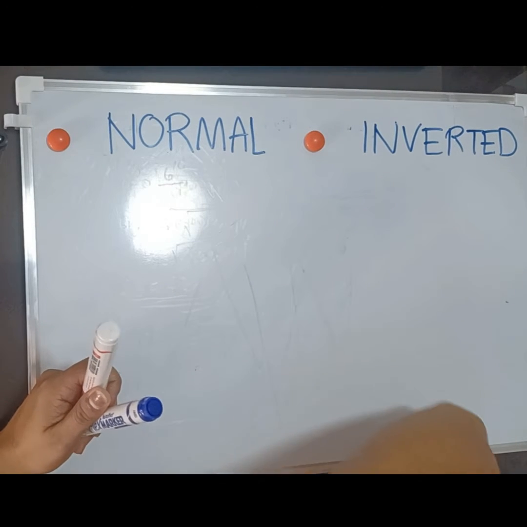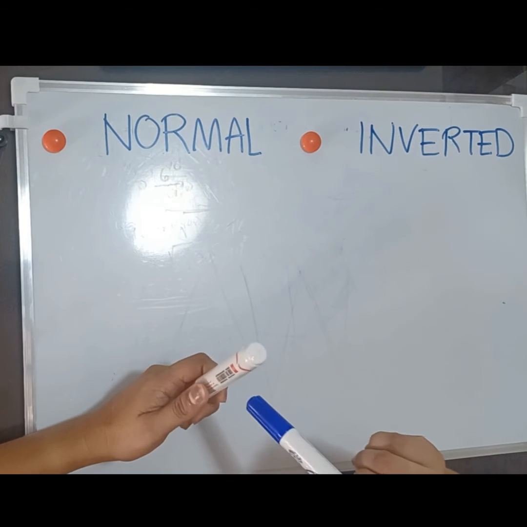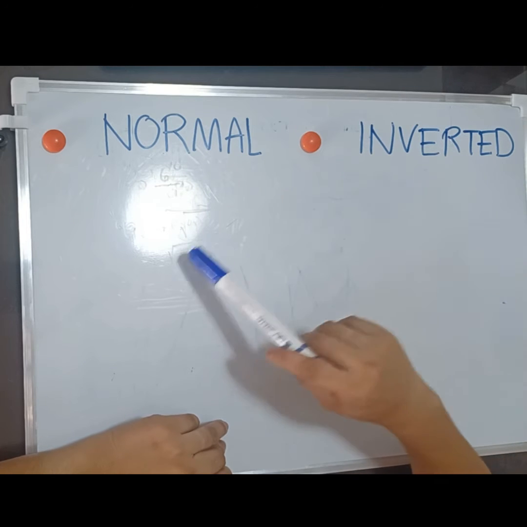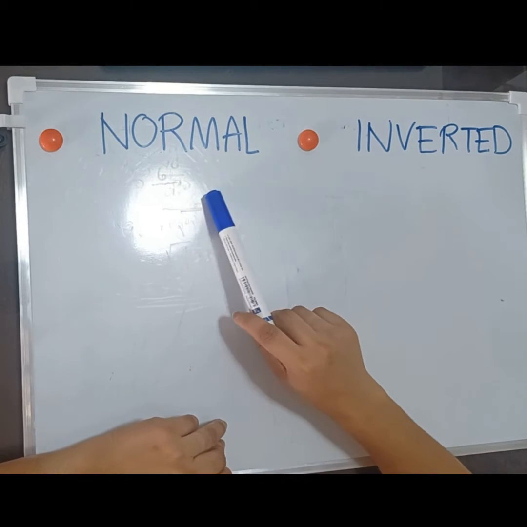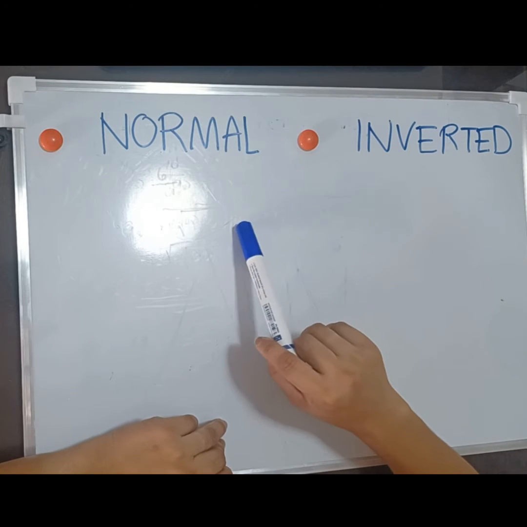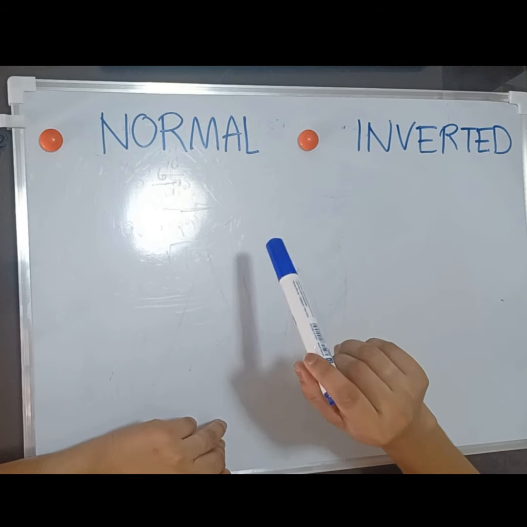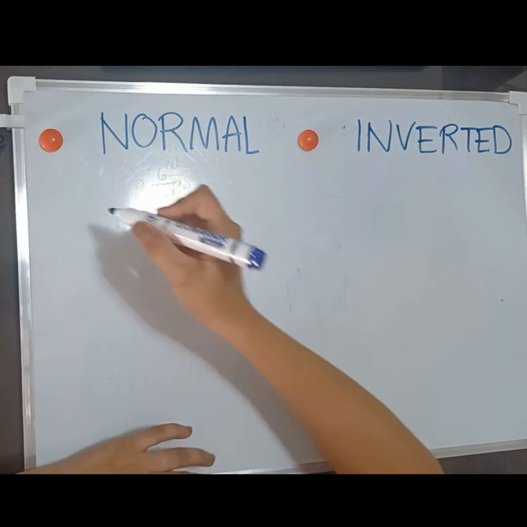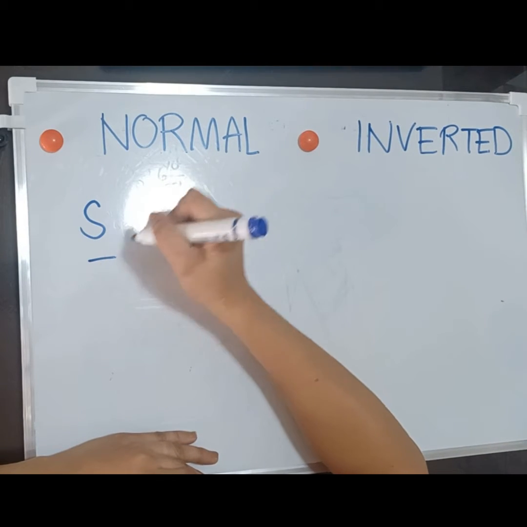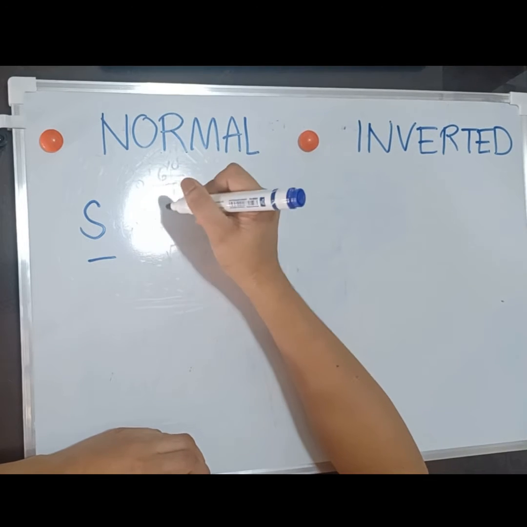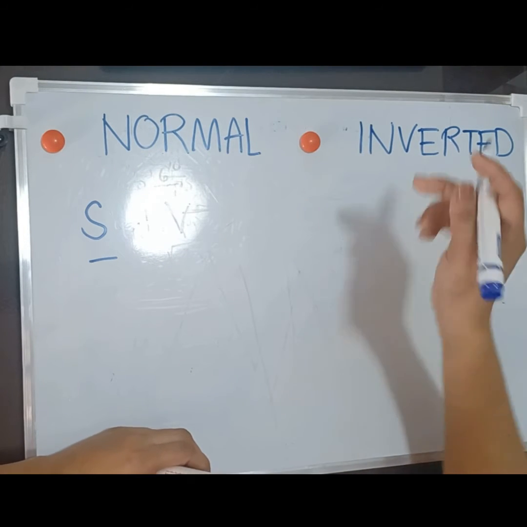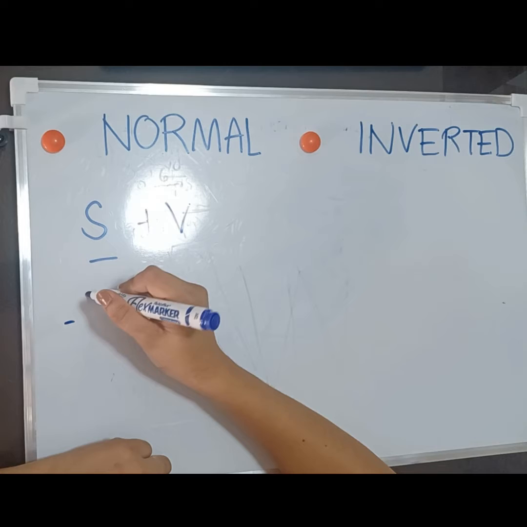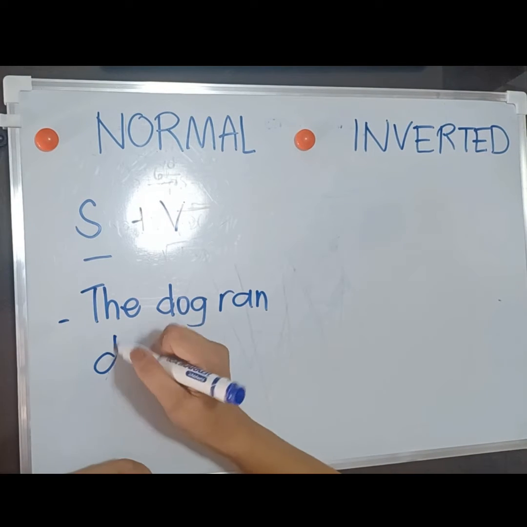Okay, good morning. So in this video, I will discuss the difference between a normal and inverted word order in a sentence. So let's have first the normal word order. In English, the normal word order in a sentence is the subject comes first before the verb. So subject plus verb. For example, in a normal word order, we have: the dog ran down the street.